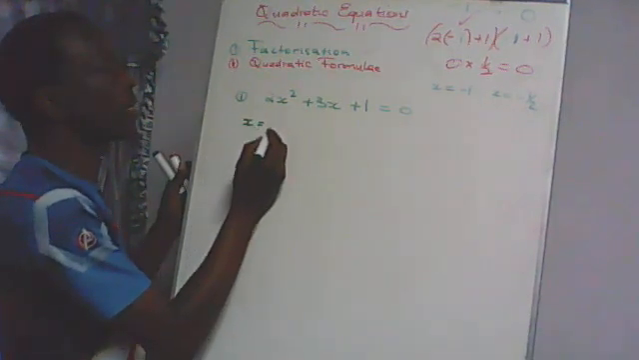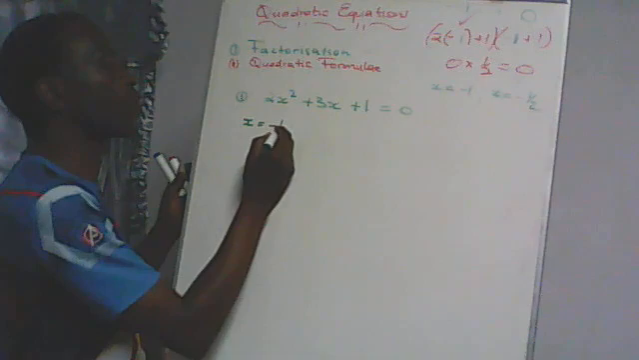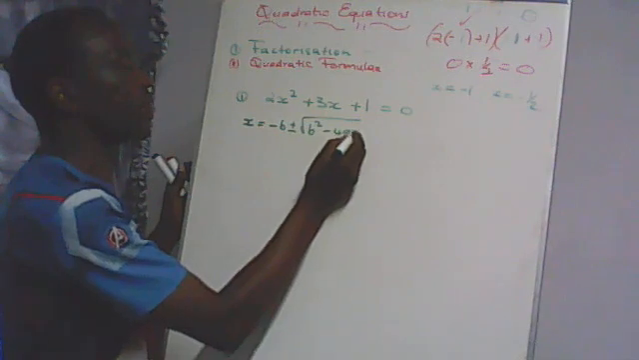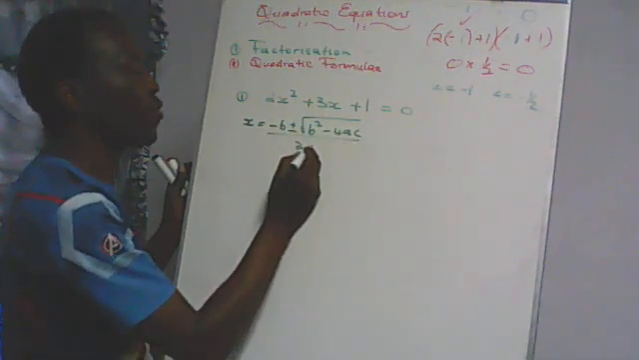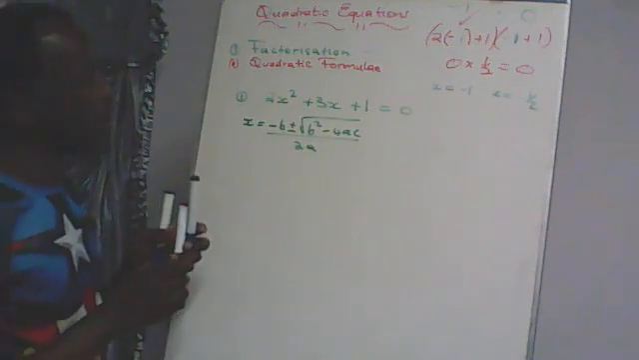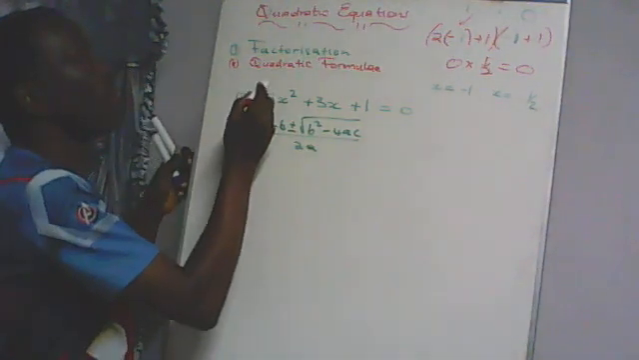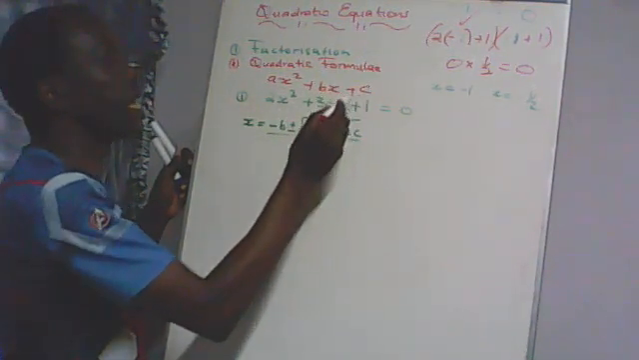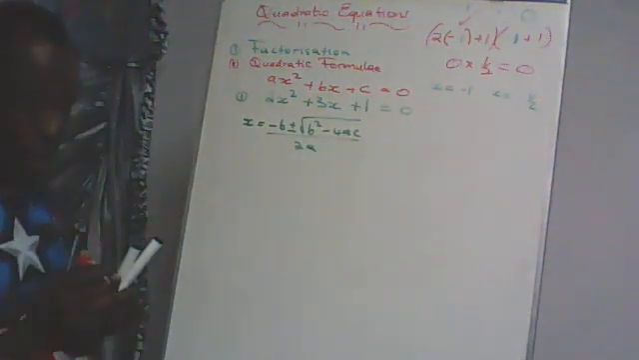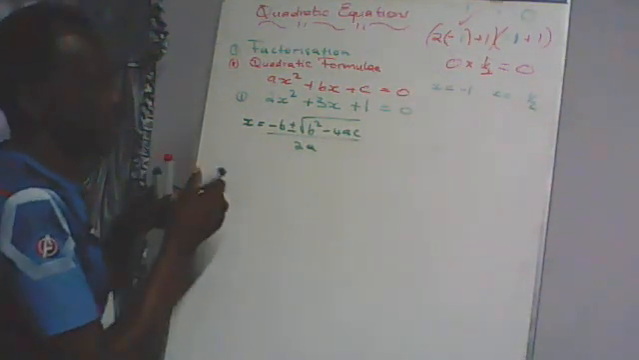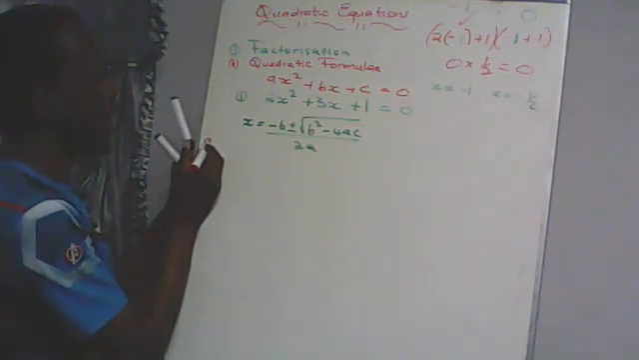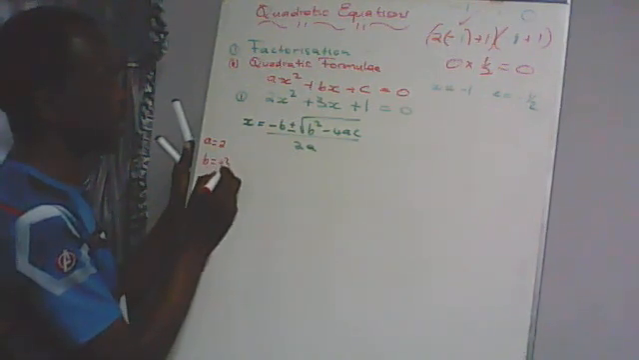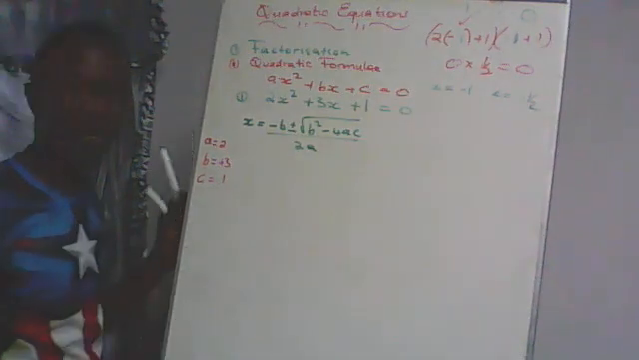The quadratic formula states that x is equal to -b plus minus the square root of the discriminant. This is called the discriminant, guys. Then over 2a. Now, according to the standard form, ax² plus bx plus c is equal to 0. In this case, our a is equal to 2, our b is equal to positive 3, and our c is equal to positive 1.